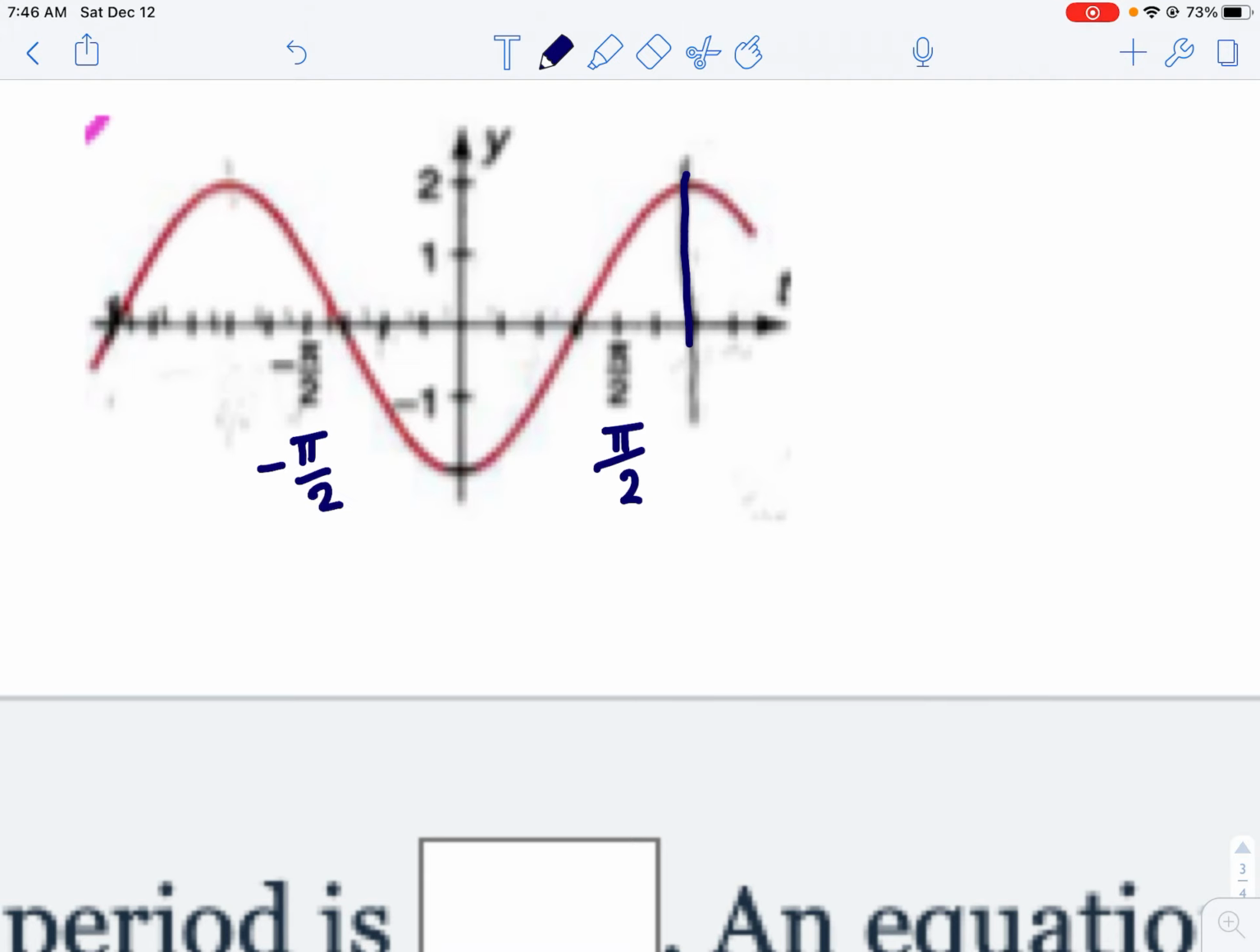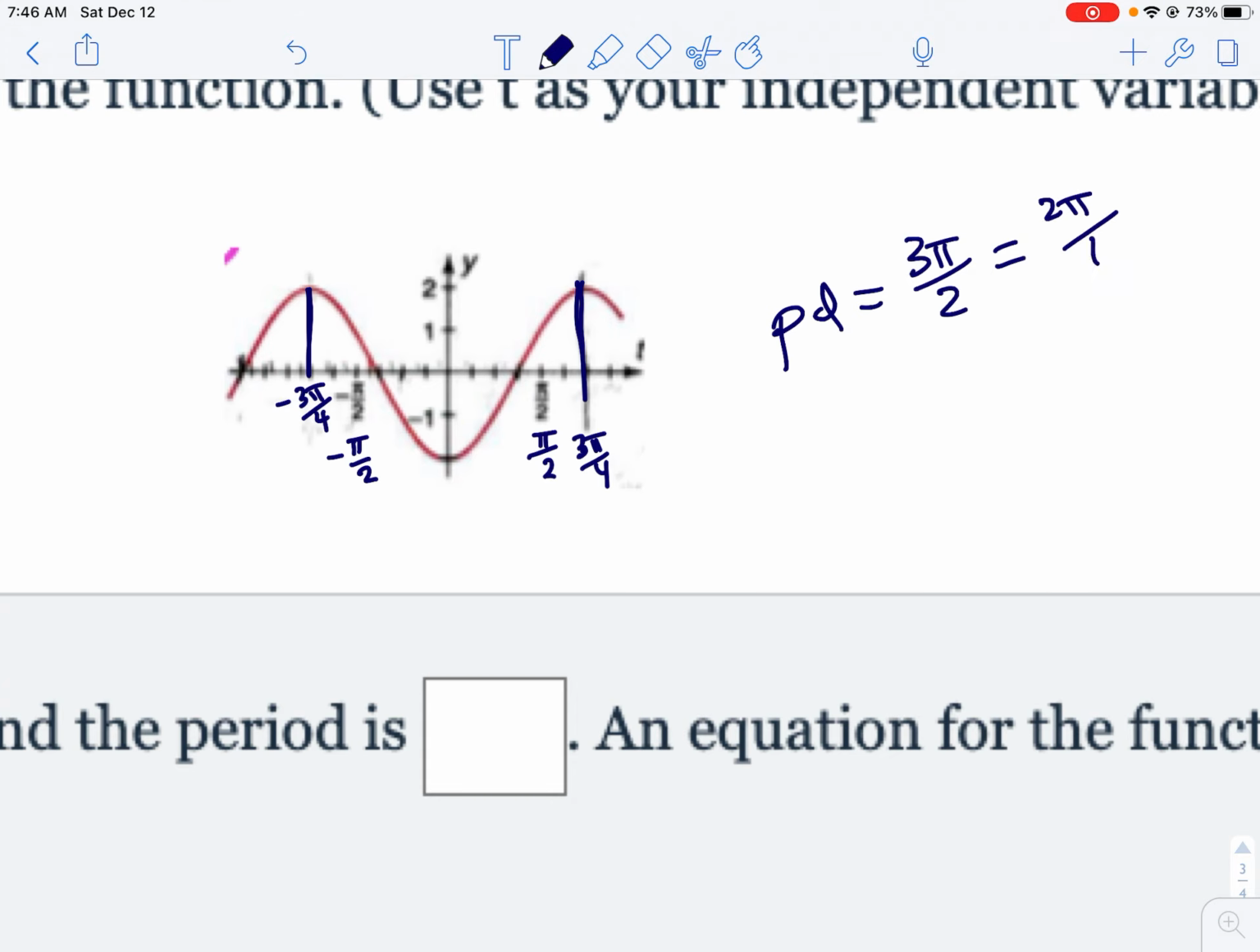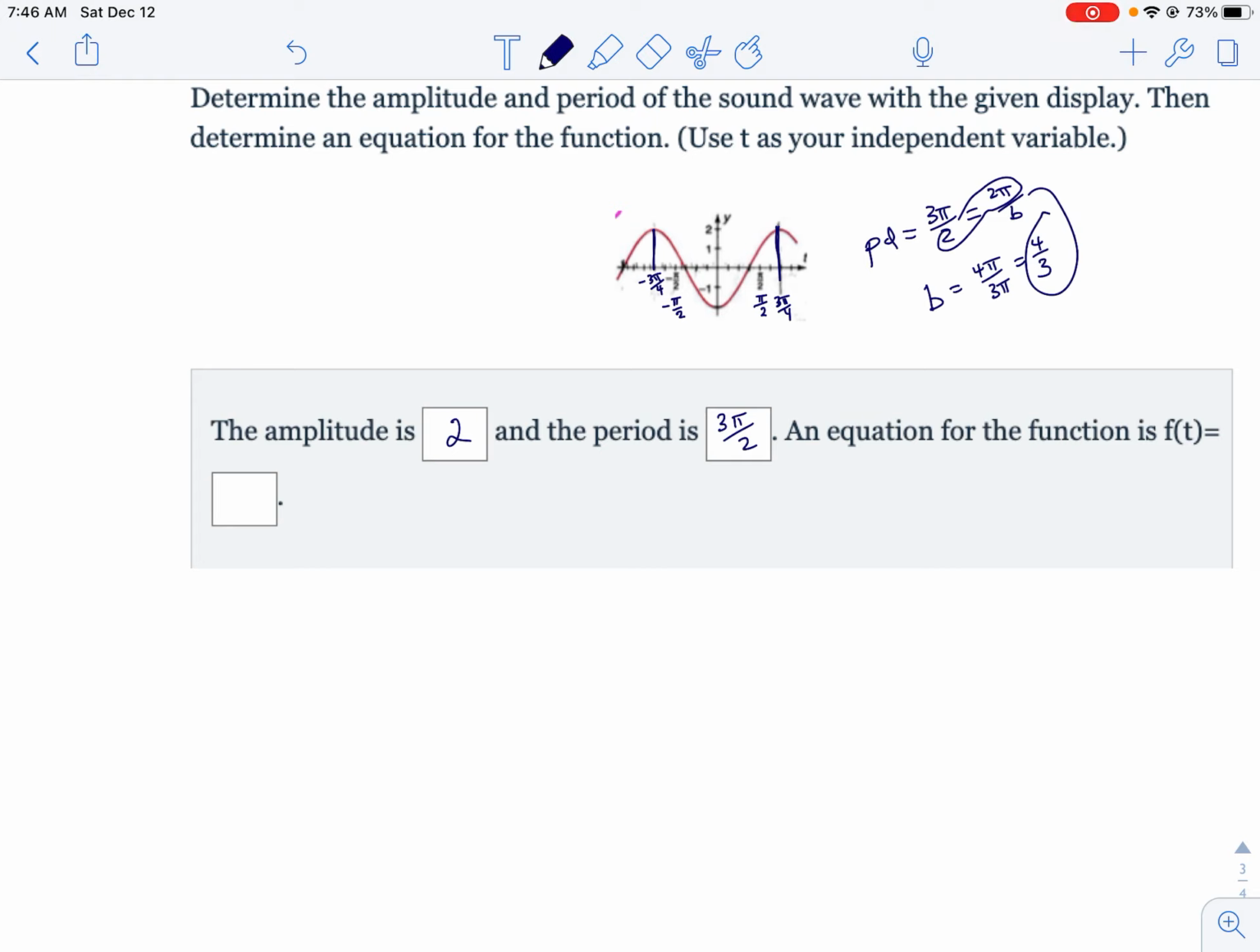That's the toughest part here. And of course, we set that equal to 2 pi over b and cross multiply. And if you do that, you're going to get 4 pi over 3 pi, which is 4/3. That's my b. Okay, so the period is 3 pi over 2. And of course, to get the equation, I had to get that b, right? So how do we write the equation? It's hitting low, so it's going to be a negative cosine. So the equation is going to be negative 2 cosine 4/3 t.